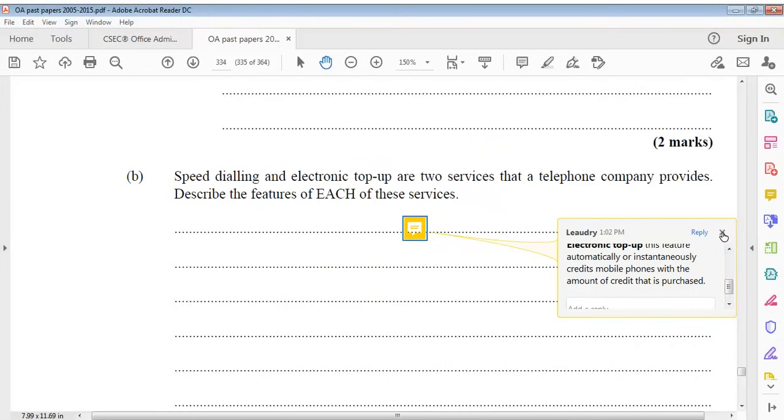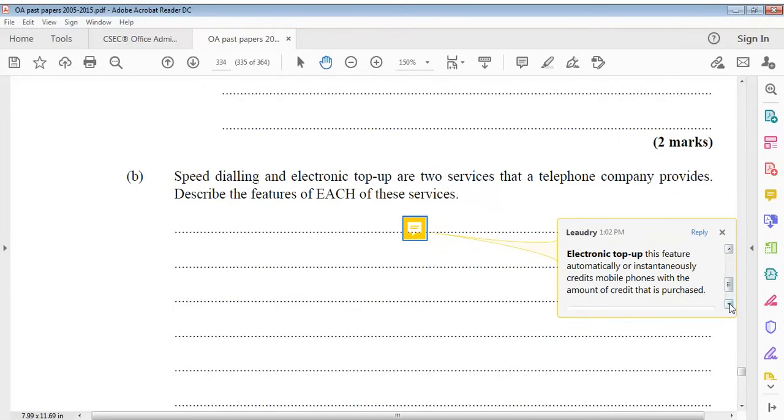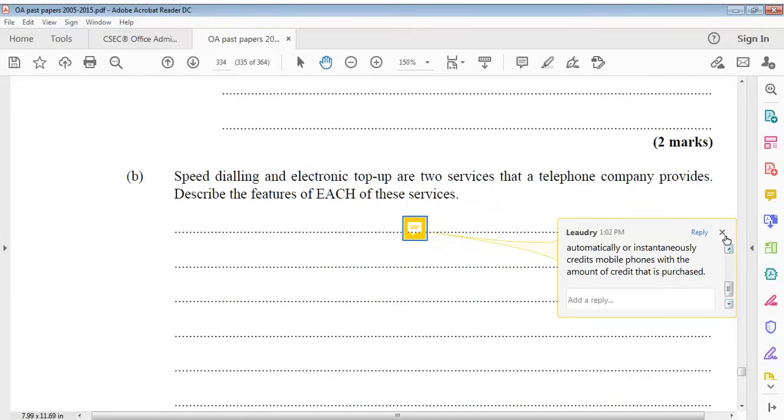Okay. So again, electronic top-up. This feature automatically or instantaneously credits mobile phones with the amount of credit that is purchased.